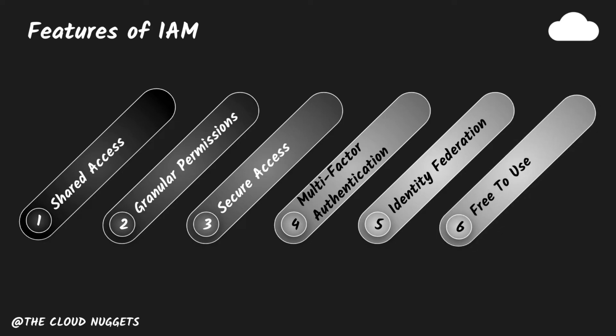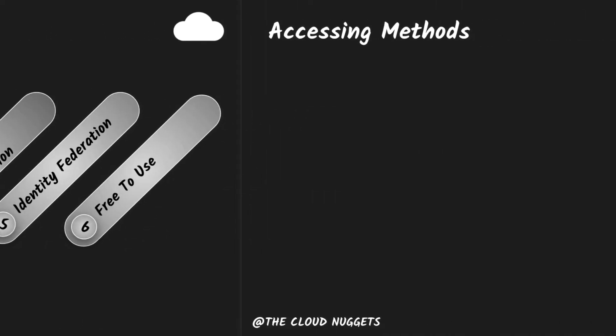Free to use. AWS Identity and Access Management and AWS Security Token Service are features of an AWS account offered at no additional charge. You are charged only when you access other AWS services using IAM users. Now we have learned what IAM is, the components of IAM and the features of IAM. Let's move on to see the accessing methods of IAM.